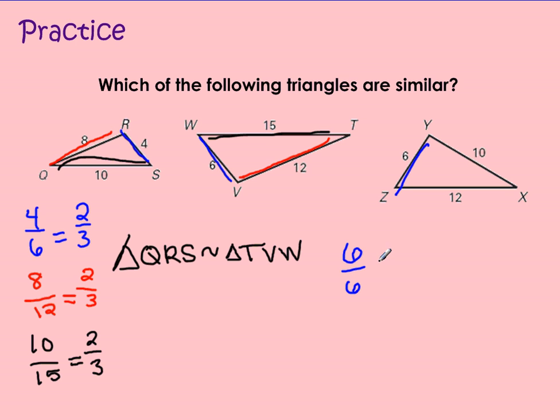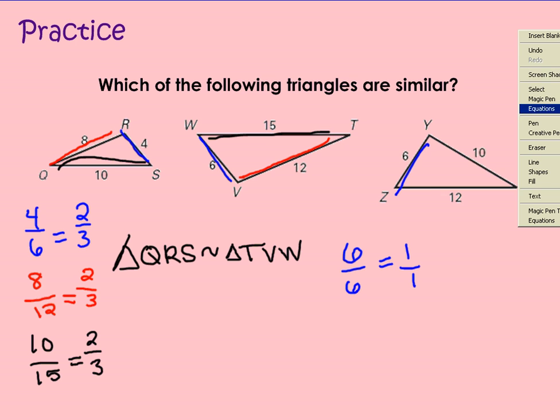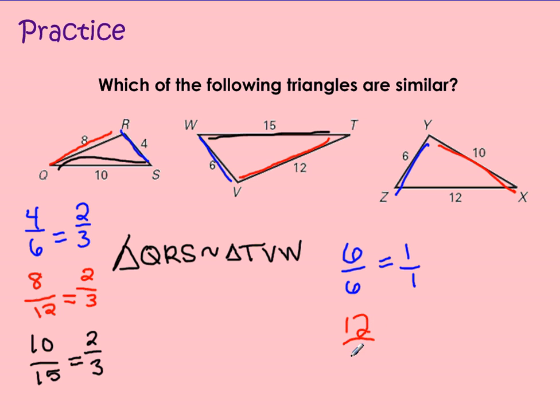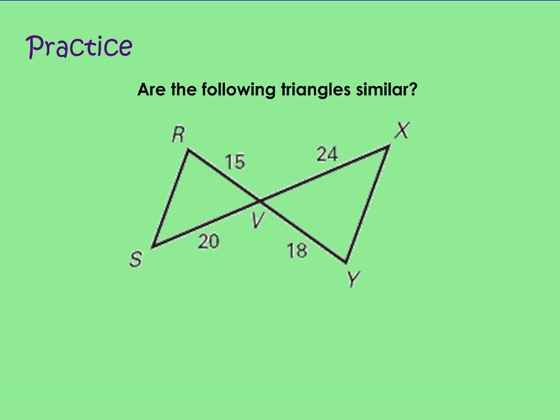And that's 6 over 6, which simplifies to 1 over 1. We'll go and find our middle-sized sides, and that's 12 and 10. And this is where we start to see a problem, because when I simplify 12 over 10, I get 6/5, which is already not the same as 1 over 1. So we can just stop at this point and say that these are not going to be similar to one another, which means that they're not similar to either one of these other ones, and this is the only pair of similar triangles that we have.